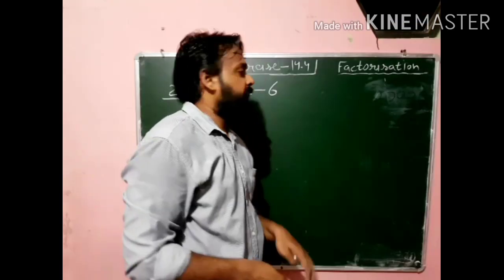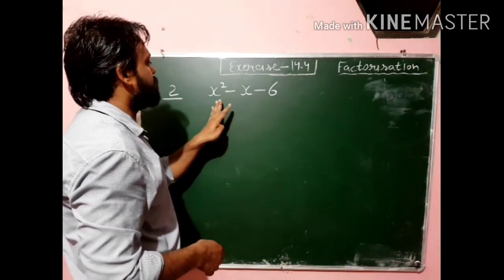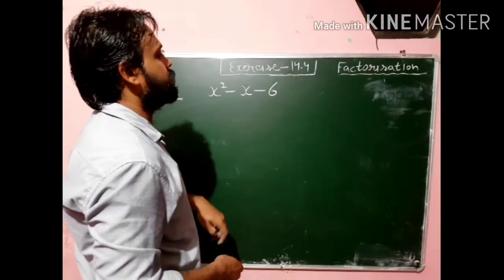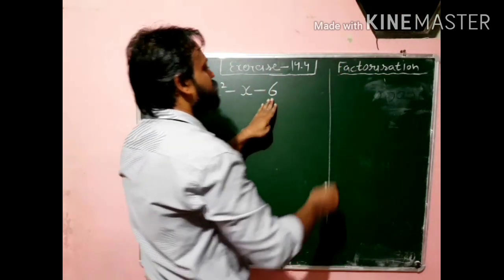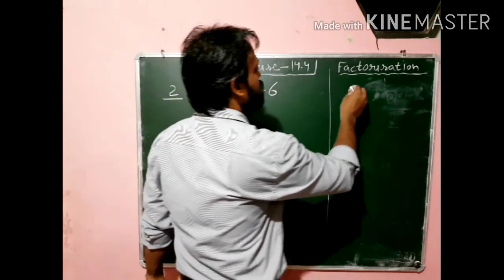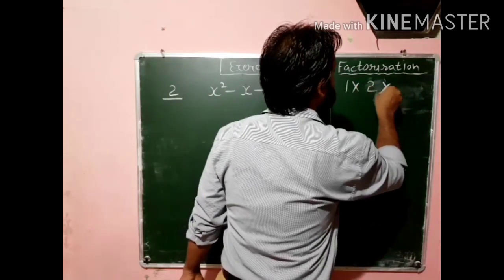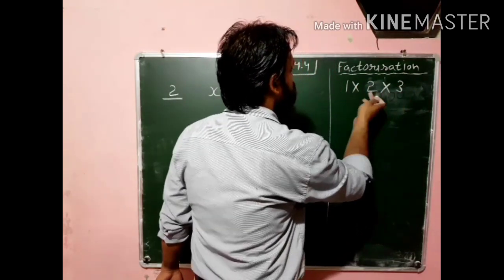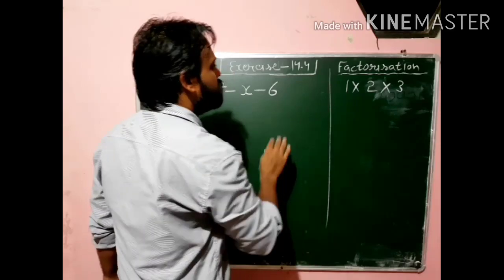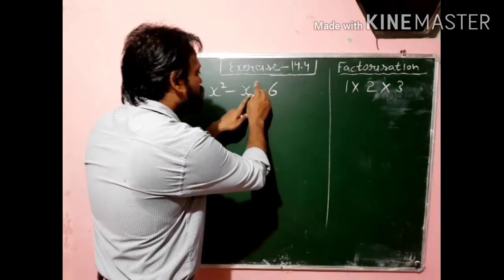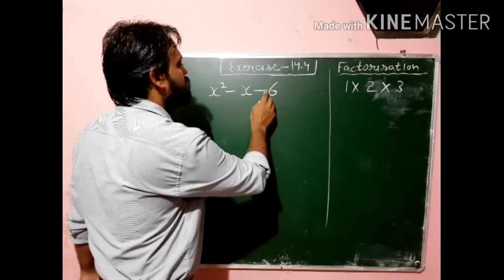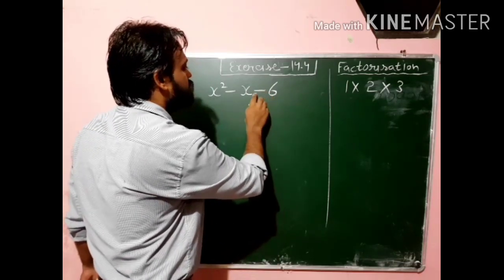Okay, now see its second sum. You can see its second sum is x square minus x minus 6. Even in this case, first of all we have to do the factorization of 6. Here you can see 6 is here. Again the same factors we can make like this. We know that 3 times 2 is 6, and 6 times 1 is 6. So this way we can make the factors of this 6. Now you can see there is a minus sign here. The sign of the constant term is minus.